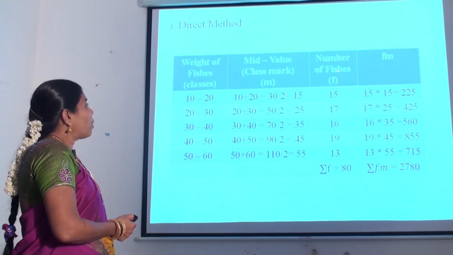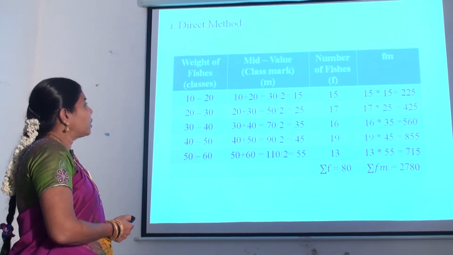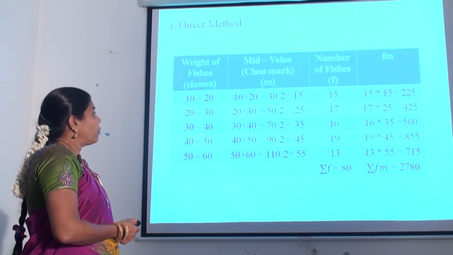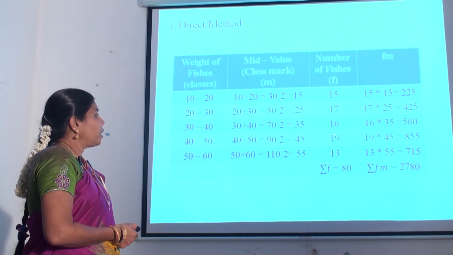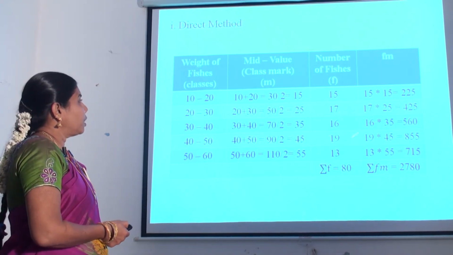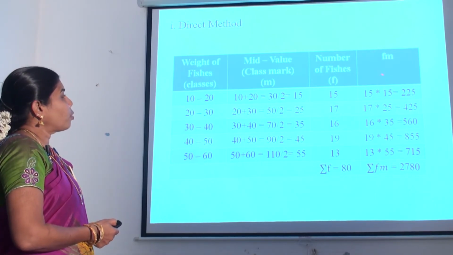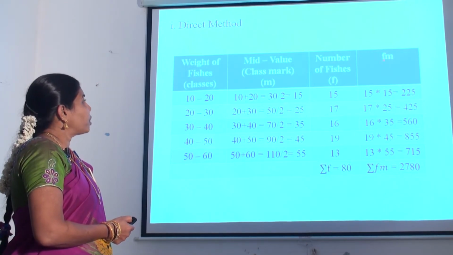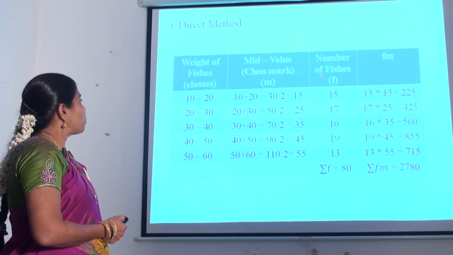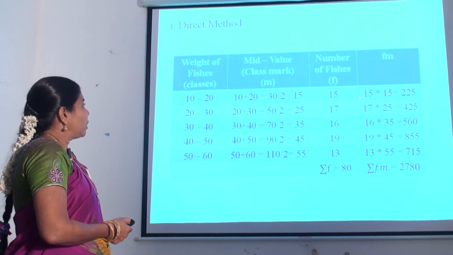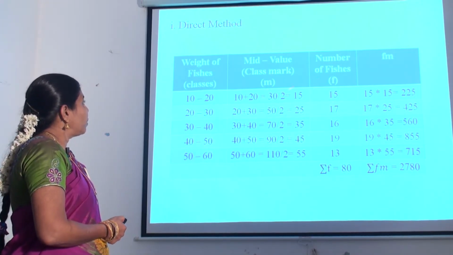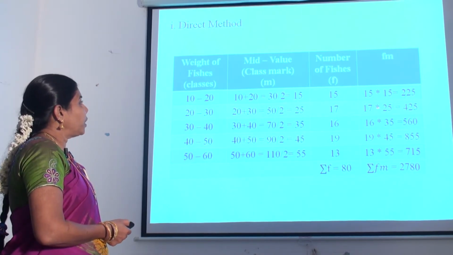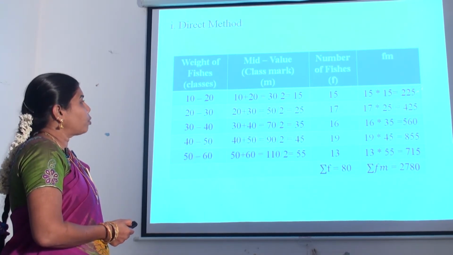Next, number of fishes are entered in the third column, which is f, frequency. That is 15, 17, 16, 19 and 13. Next we have to calculate fm in the fourth column. That is, frequency is multiplied with mid value. Here the frequency is 15, mid value is 15. So 15 multiplied with 15 is equal to 225.